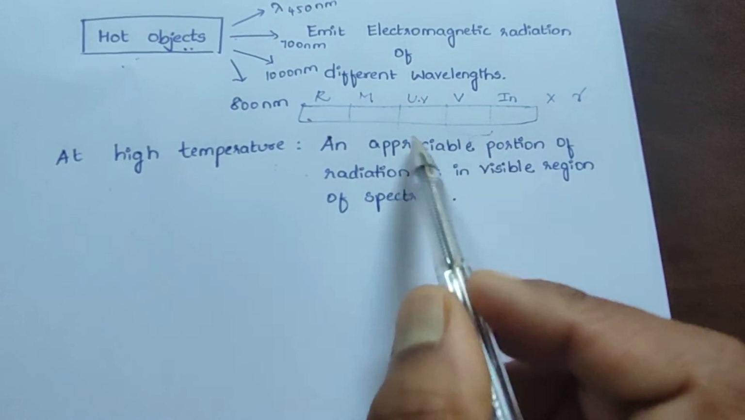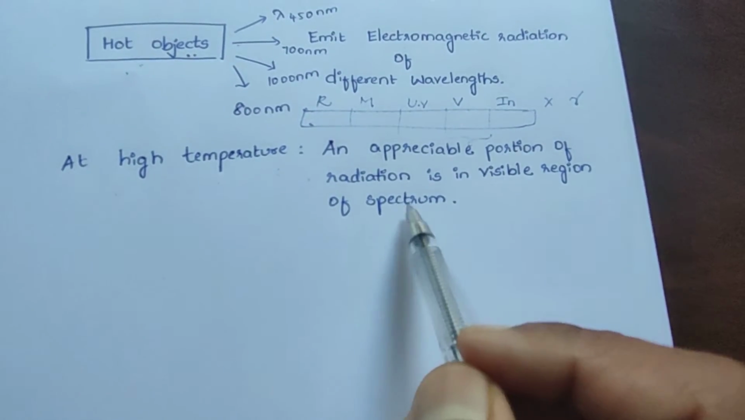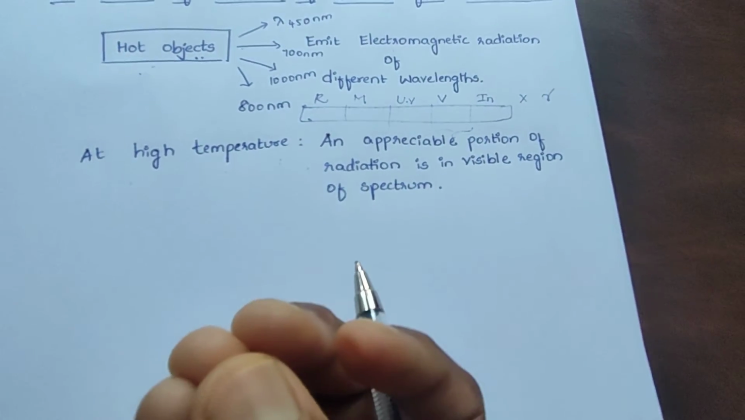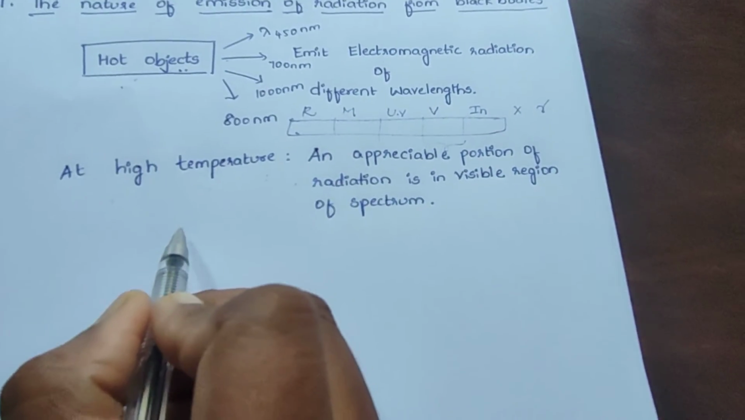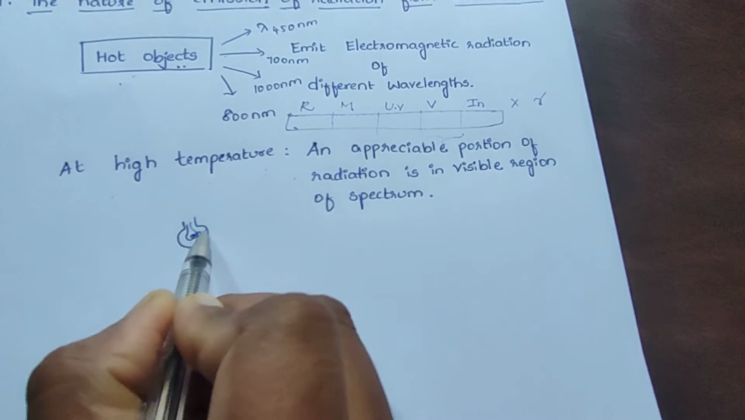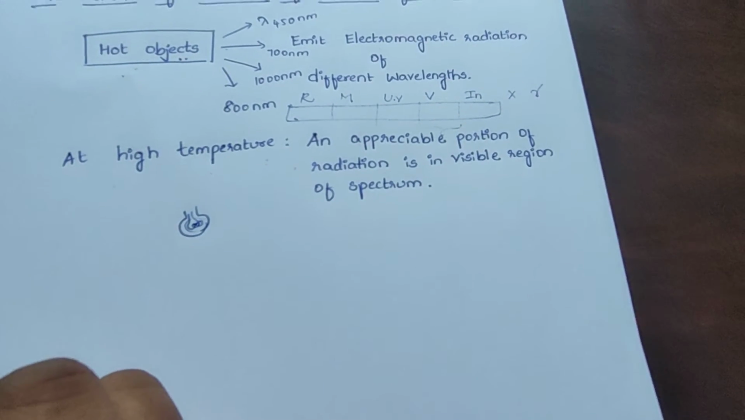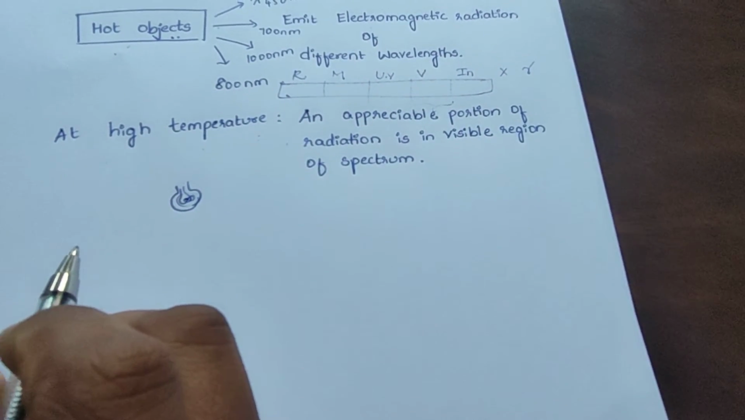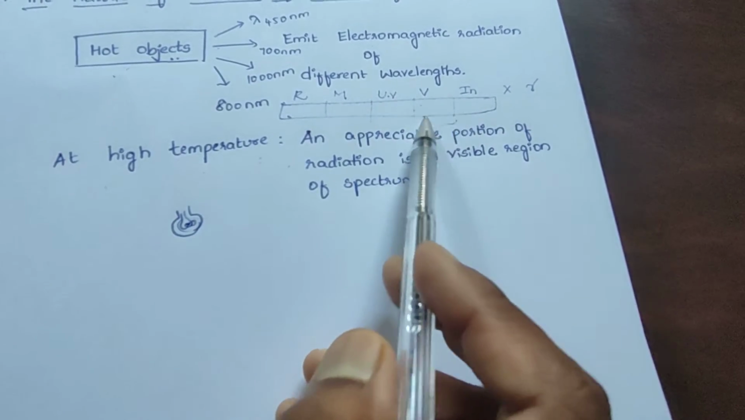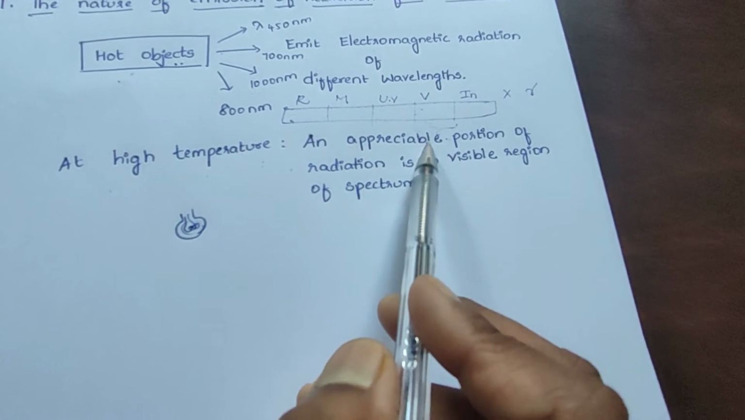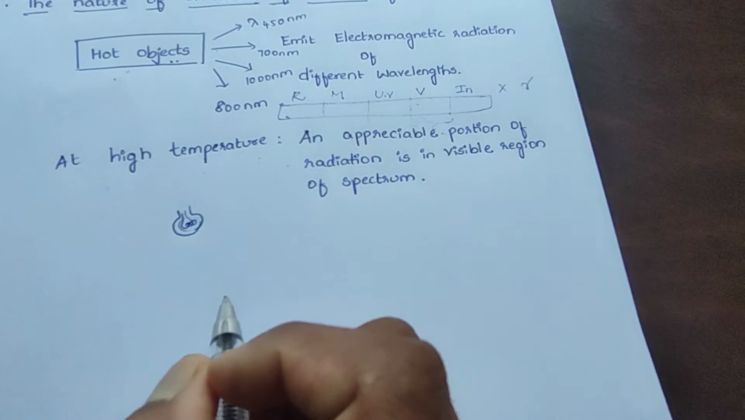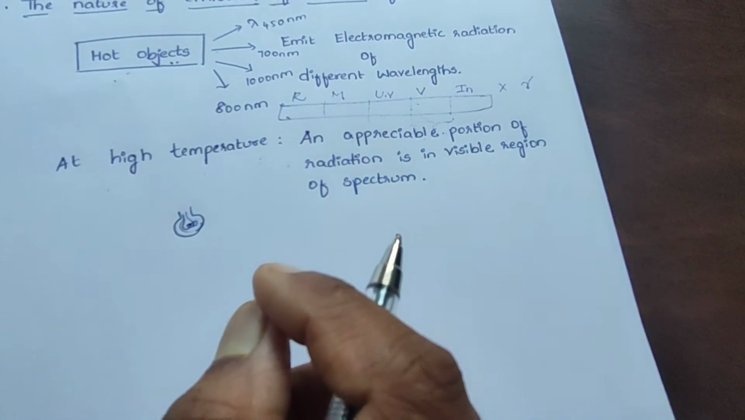When the radiations emitted are in the visible region of the spectrum, we can see the objects glowing. For example, when a bulb gets heated up to a particular temperature, we can observe the filament glowing. So at high temperature, the emitted electromagnetic radiations will be in the visible region. Further, as temperature increases, a higher portion of shorter wavelength is generated.